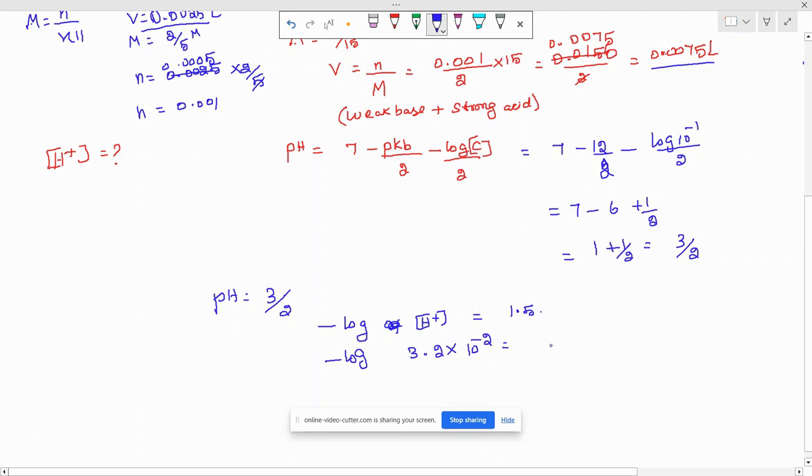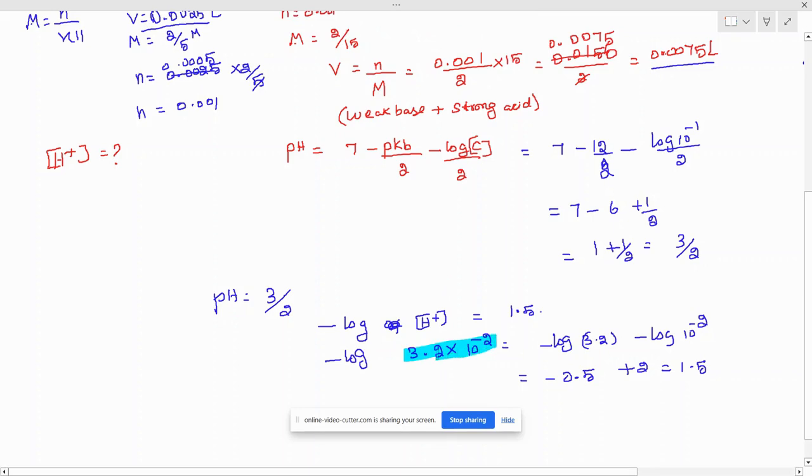And then how we can write that one? Log of 3.2 and then negative log of 10 to the power minus 2. So negative log of 3.2, actually log 3 will be minus 0.477. Approximately I am going to take that as 0.5 and this will be plus 2. So totally 1.5 I am getting. Look at this. If I am substituting the value of 3.2 into 10 to the power minus 2, then I will get the exact value of 1.5, what we have got from the pH calculation.